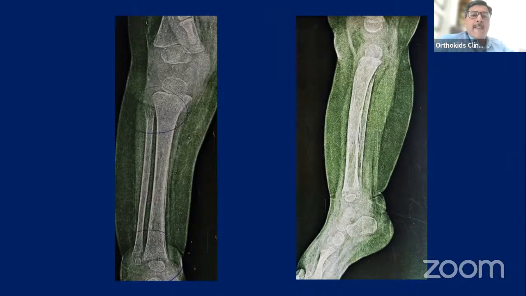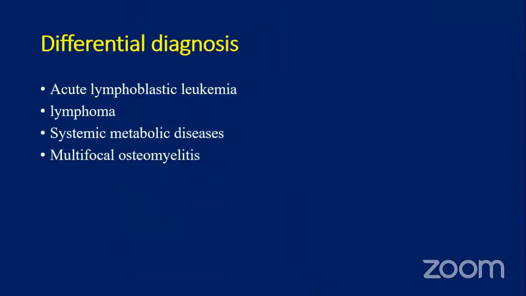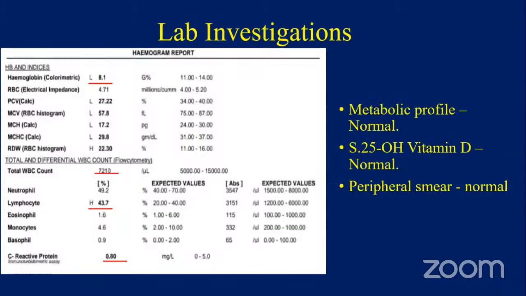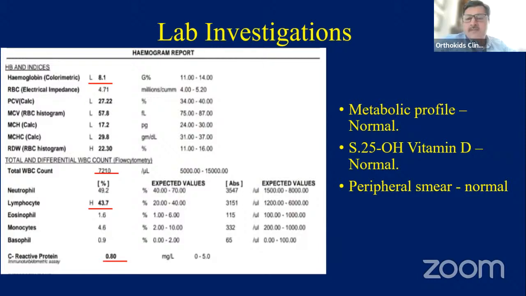Tashfin, move ahead. So we had some differentials: acute lymphoblastic leukemia, lymphoma, systemic metabolic disease, and multifocal osteomyelitis. And we did lab investigation, which shows hemoglobin level is low, lymphocyte count was high, and C-reactive protein was normal. Metabolic profile we also did, which shows normal, and vitamin D also normal. We also did peripheral smear, normal. We did an expert smear check with the pathologist, and he said there are no abnormal cells.